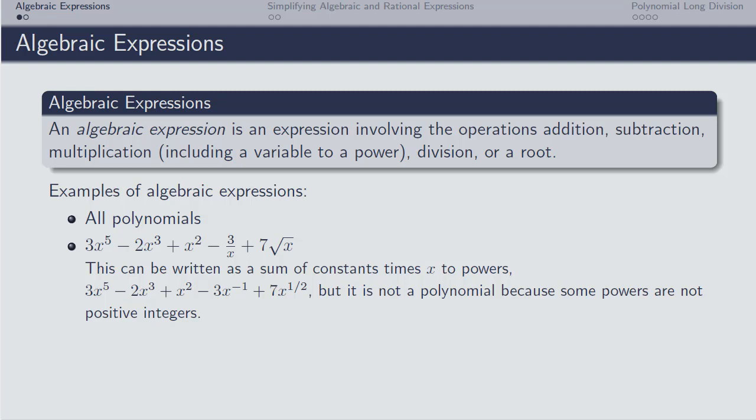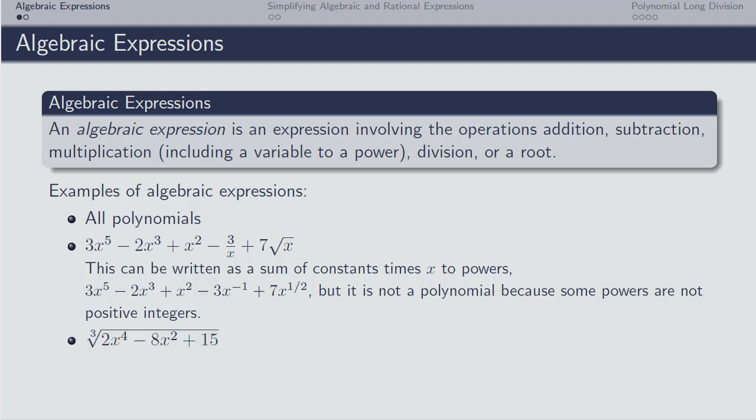So the thing I've got here, 3x to the 5th minus 2x cubed plus x squared minus 3 over x plus 7 times the square root of x. Those last two terms, I can write as a coefficient times x to a power. The minus 3x to the negative 1 power, that's minus 3 over x. And then 7 square root of x I can write as 7 times x to the 1/2 power. But because negative 1 and 1/2 are not positive integers, this is not a polynomial, but it is an algebraic expression.